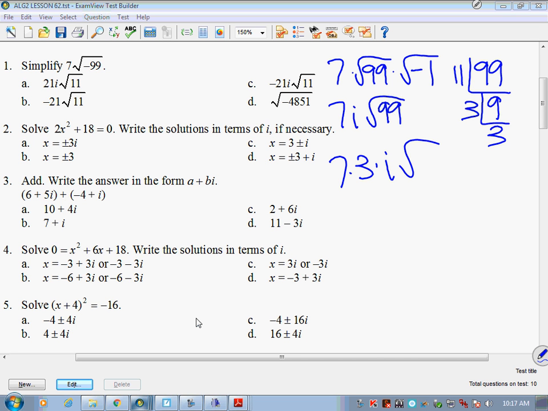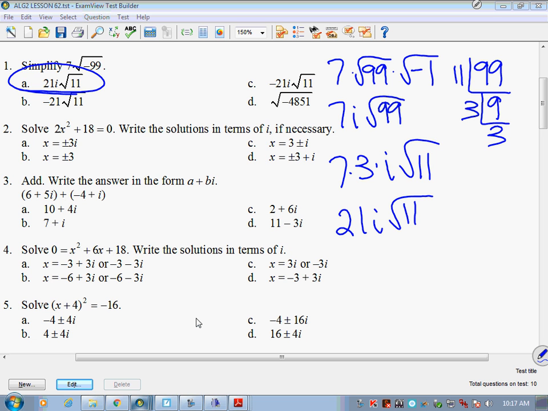What stays in the square root? 11. So what's 7 times 3? So I have 21i radical 11. Does that match any of our answers? What is it? A.